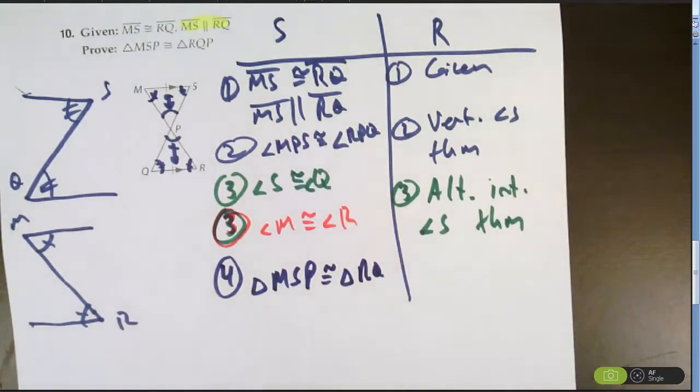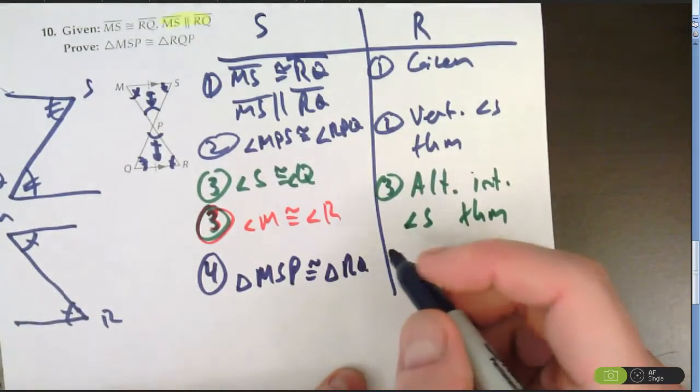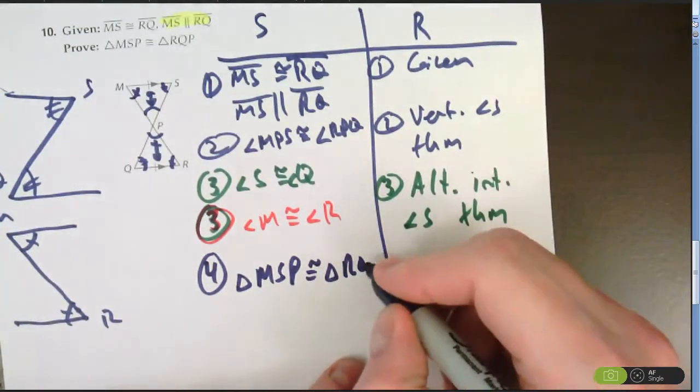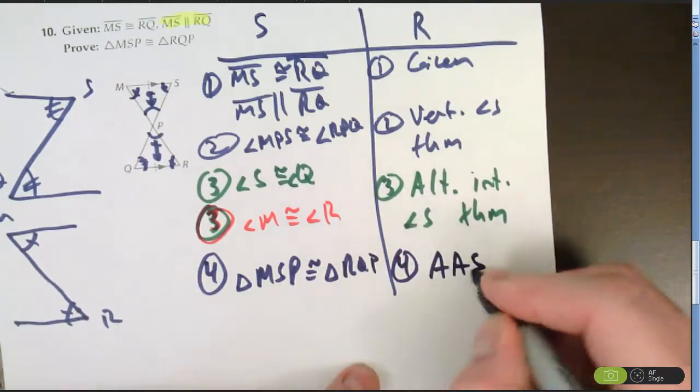Sorry, just a second. Yeah, so triangle MSP is congruent to triangle RQP by angle angle side.